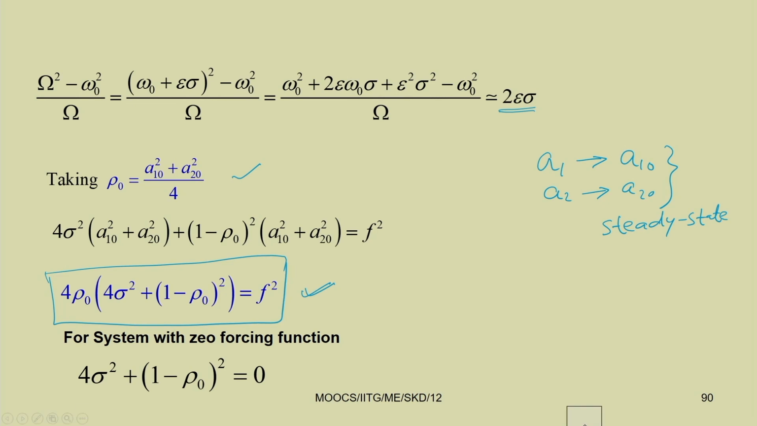So, for the system with 0 forcing, the right hand side will become 0. So, this equation can be reduced to 4 sigma square plus (1 minus rho 0) whole square equal to 0. So, one can plot this sigma and rho 0 to obtain the limit cycles conveniently. So, this way one can solve this van der Pol equation by using the method of averaging.